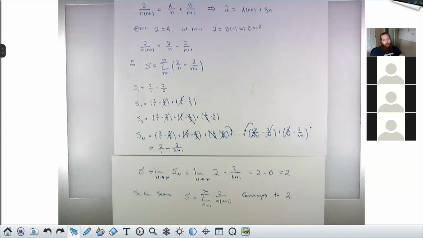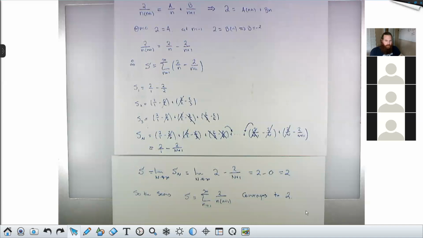Here, only the very first term and the very last term don't cancel. And since that very last term goes to 0, the limit as capital N goes to infinity of S sub capital N is 2 minus 0. And then that limit is the definition of the full infinite series S. So this guy is equal to, or converges to, 2.